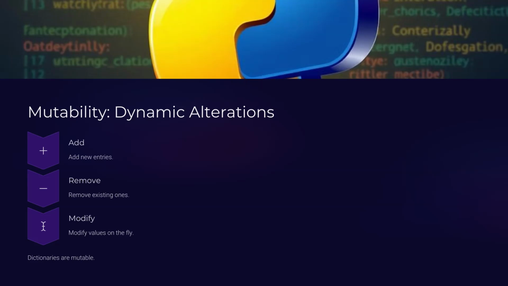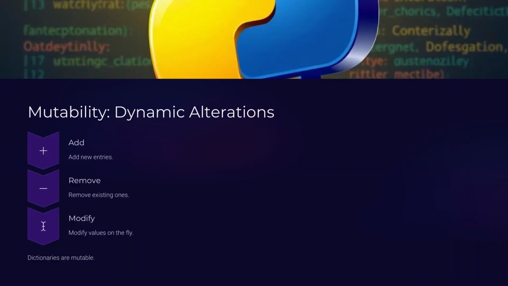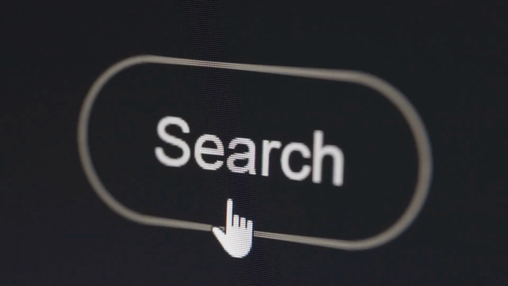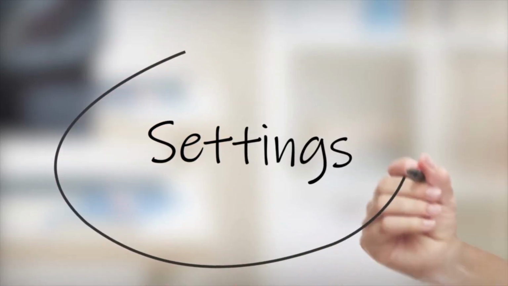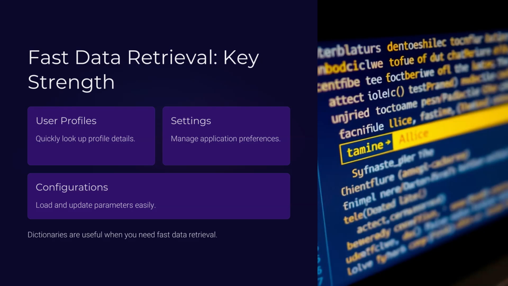One of the key strengths of dictionaries is that they are mutable, meaning you can dynamically alter them. You can add new entries, remove existing ones, or even modify values associated with a key, all on the fly. Dictionaries are particularly useful when you need fast data retrieval. For example, if you're managing user profiles, settings, or configurations, dictionaries allow you to quickly look up data using a custom key, making them an excellent choice for these types of applications.